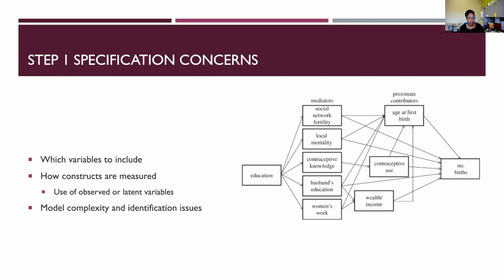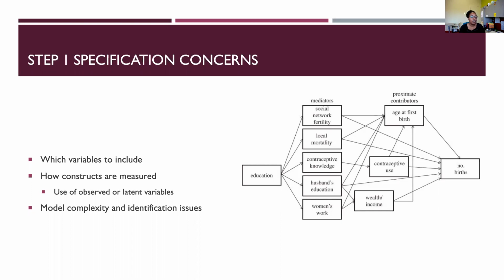When you're thinking about model specification, here are some things you need to consider. You need to think about what variables you are going to include. Even if you only have a few variables in your data set, you're going to have to select them very carefully. All the concerns about normality and independence from regression still apply. You also need to think about how your constructs are measured. You really want to make sure you have good measures that are reliable and valid.